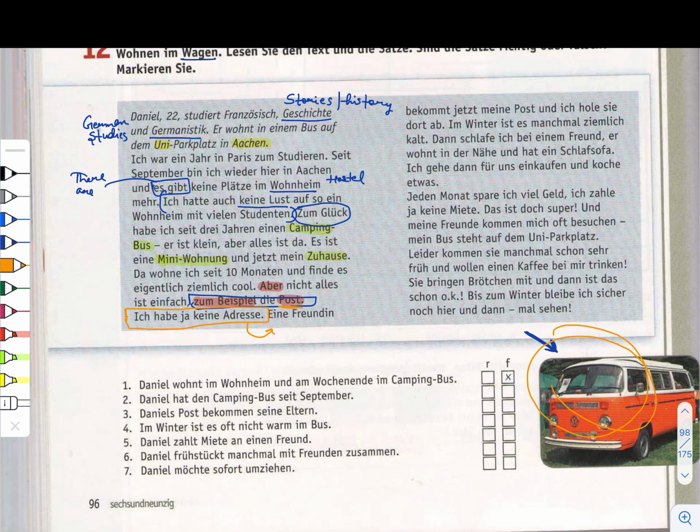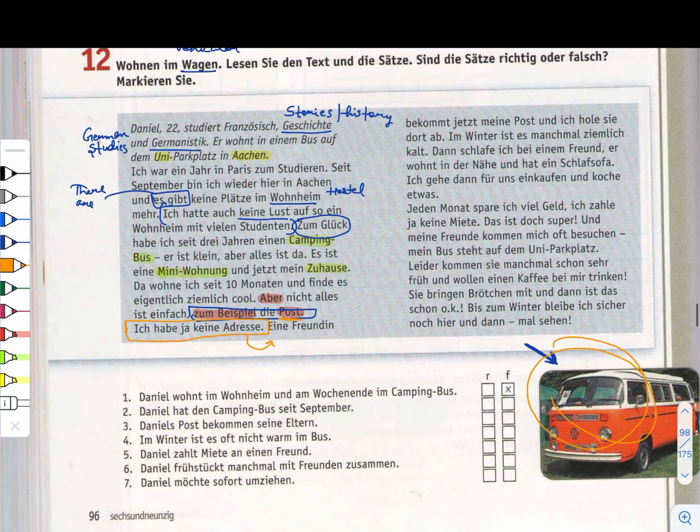Now what is he adding? Eine Freundin bekommt jetzt meine Post. Okay, a female friend, Freundin, receives now my post. There is my female friend now who receives my post. Und ich hole sie dort ab, and I pick it up from her. You can see here the separable verb abholen. Okay, abholen means to collect or to pick up.